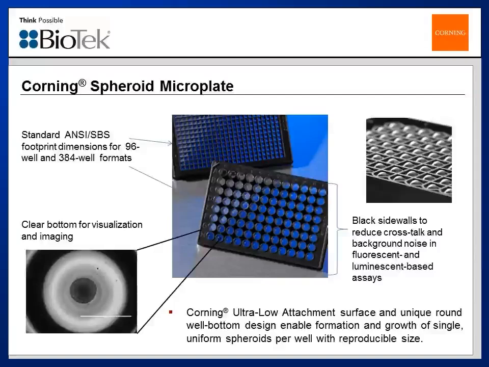The microplates are available in standard SBS footprint dimensions for 96 and 384 well formats, and the clear bottom also allows for easy visualization and imaging. The extended black sidewalls also help to reduce crosstalk and background noise for fluorescent and luminescent-based assays. Finally, due to the microplate design, no transfer step is necessary between the completion of spheroid formation and the beginning of the assay procedure, which can make the entire process simpler to perform.